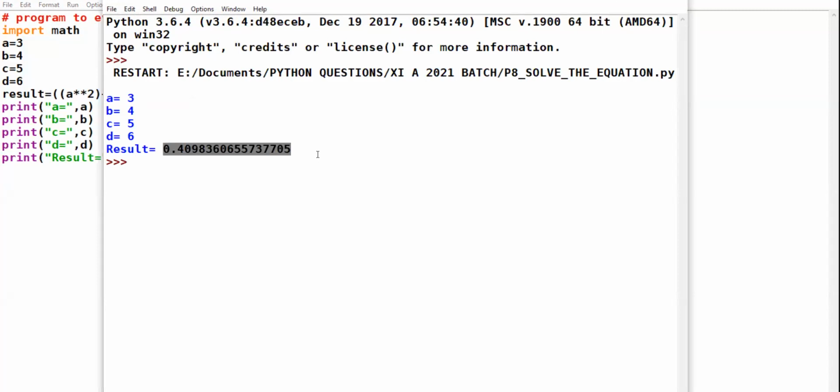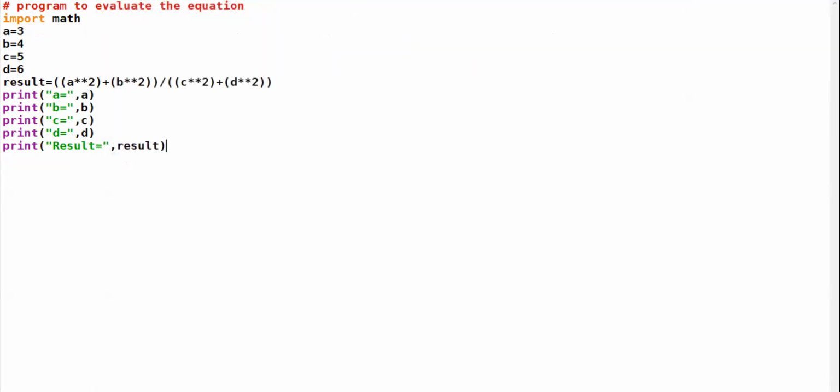Am I clear to all? Yes, 11th class, am I clear to all? Any doubts up till here? Very few thumbs are raised. All right. So I hope both the programs are very much clear to everyone.